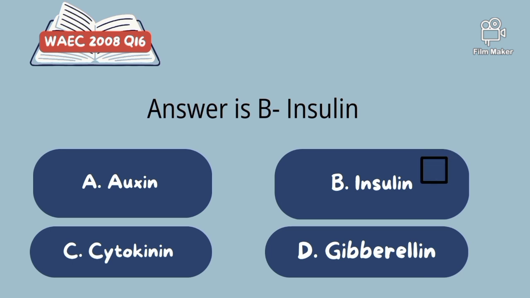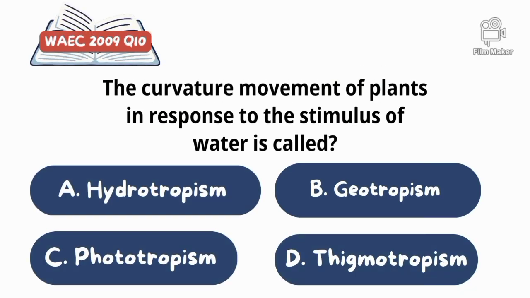The next question is question 10 from 2009. It says, the curvature movement of a plant in response to the stimulus of water is called: A. Hydrotropism, B. Geotropism, C. Phototropism, and D. Thigmotropism. The correct option is option A, hydrotropism.